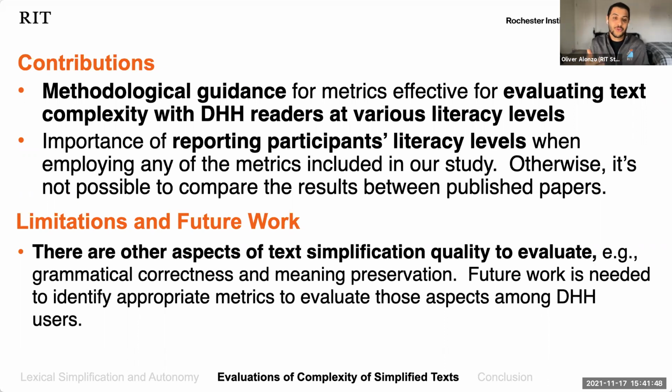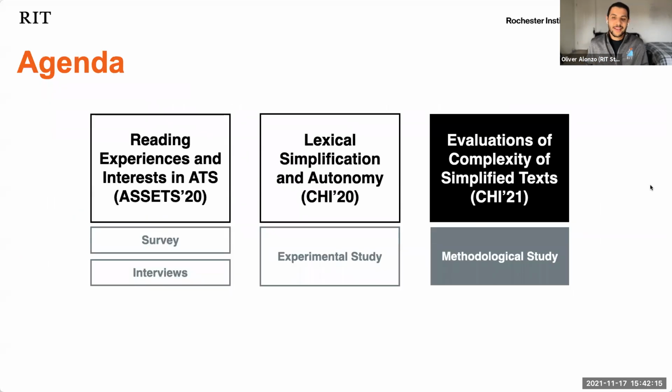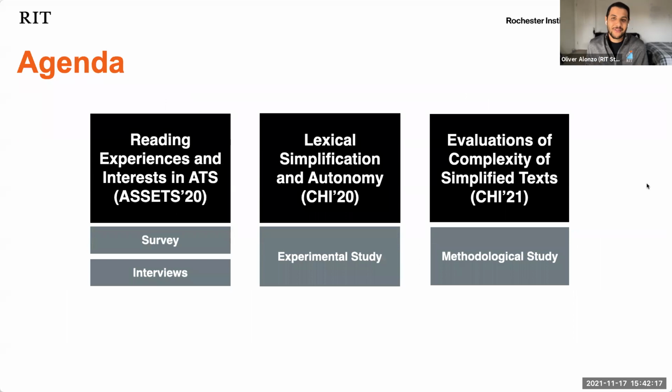Now, a key avenue for future work and a key limitation from this study is that we only studied one aspect of the output of text simplification, but there are other aspects of the quality of the output of text simplification, including the grammatical correctness of the output and how well it preserved the meaning from the original text. Future work is needed to identify appropriate metrics to evaluate these other aspects of quality among deaf and hard of hearing readers. And that concludes the summary of the 3 studies that I wanted to present today.